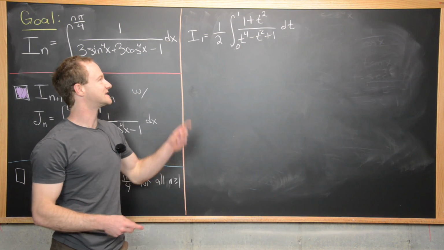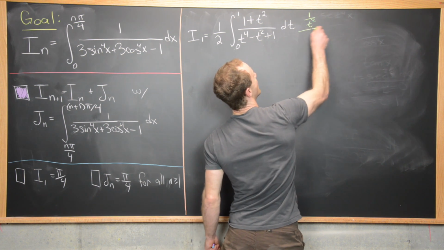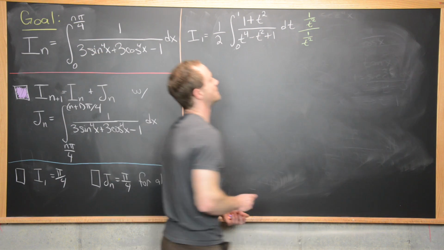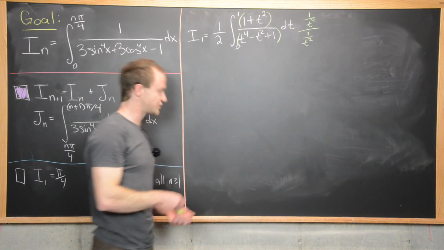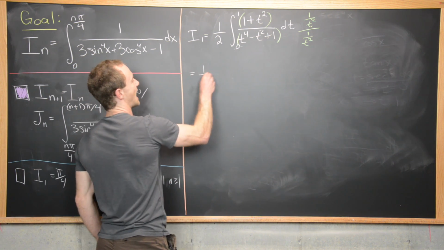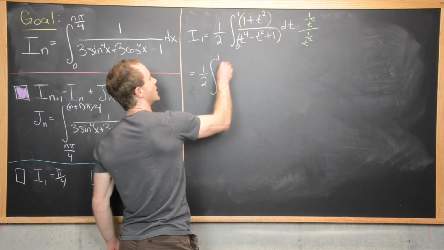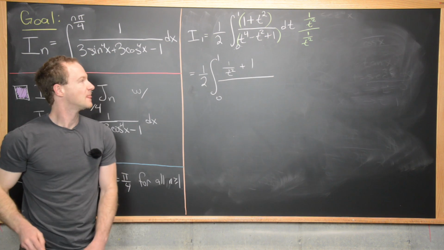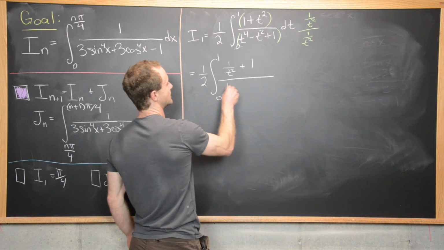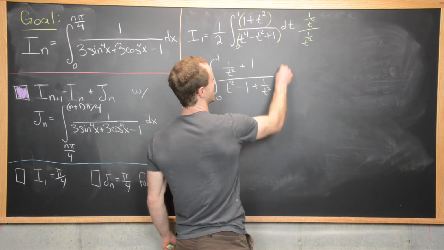And now I'm going to use this nice trick where I multiply the numerator and the denominator by 1 over t squared. So let's go ahead and see what that gives us. Notice we're going to have to group those and then distribute. So that's going to give me half, and then I have the integral from 0 to 1. So I'll have 1 over t squared plus 1 in the numerator, and then in the denominator, I have t squared minus 1 plus 1 over t squared dt.